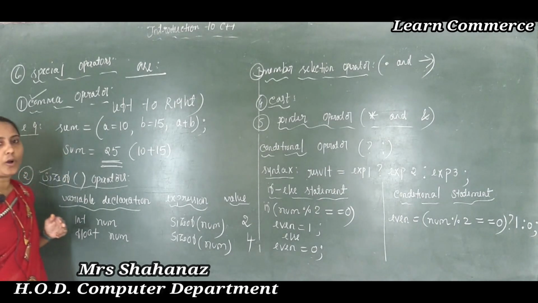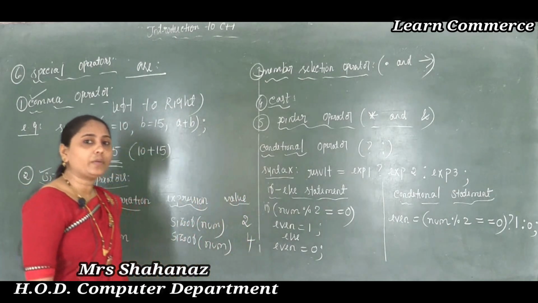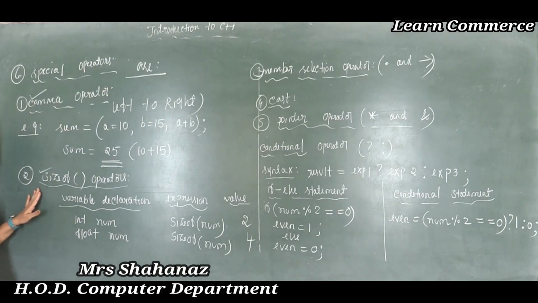Okay, after the comma operator, the second point is called the sizeof operator. So why are we using the sizeof operator? It is also a special operator of the binary operators.